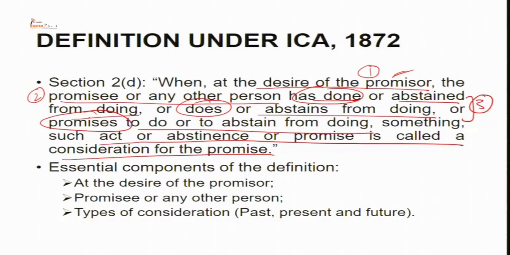But if you see this definition, it is saying that at the desire of the promisor, the promisee or any other person can also provide consideration. That means a person who is a stranger, who is not a party to that contract, can also provide consideration. We will be discussing it in detail, but for the time being, just understand that if 2 parties are entering into a contract, a third person can provide consideration on behalf of either of the parties. That is acceptable under Indian law, and that is what is given under the definition also.